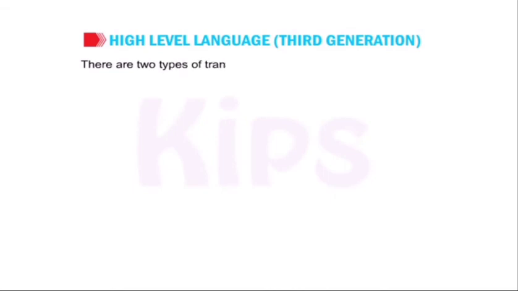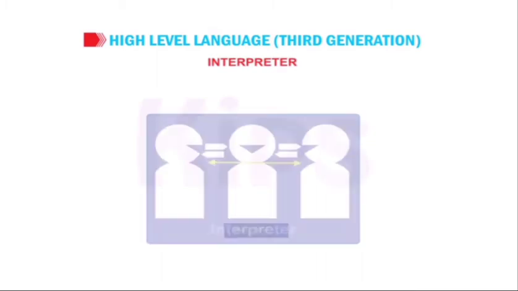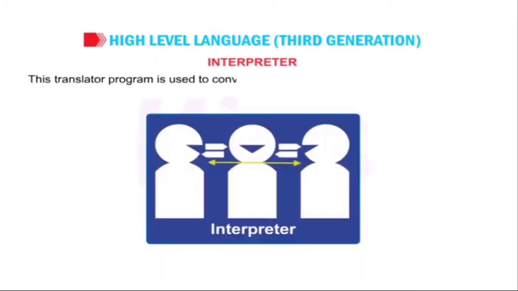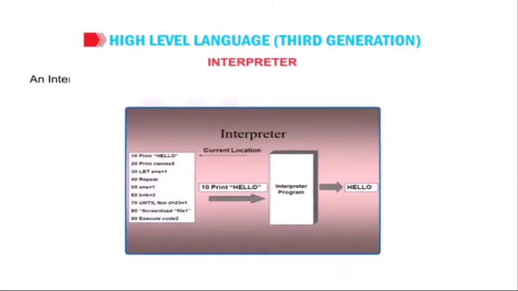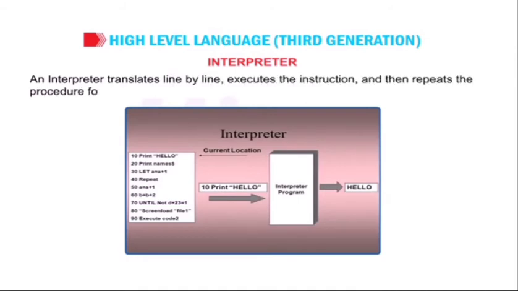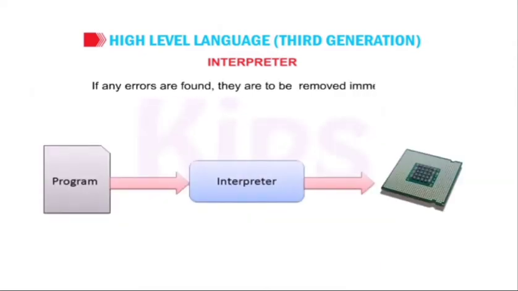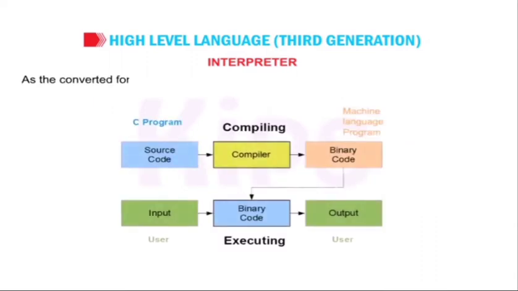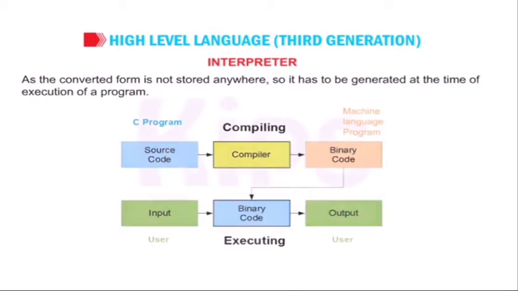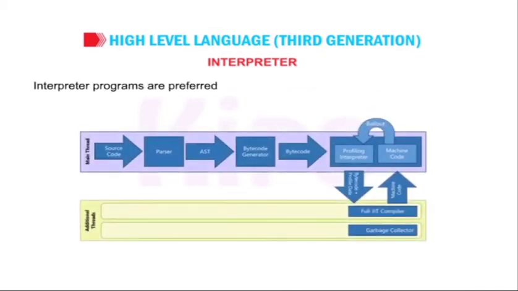There are two types of translator programs which are as follows. Interpreter. This translator program is used to convert a high-level language program into machine language. An interpreter translates line by line, executes the instruction and then repeats the procedure for the remaining instructions. If any errors are found, they are to be removed immediately. As the converted form is not stored anywhere, it has to be generated at the time of execution of a program. Interpreter programs are preferred for beginners and are slow in execution speed.